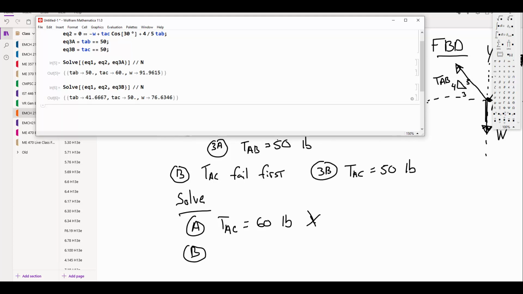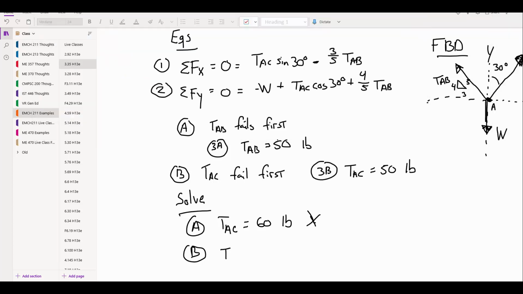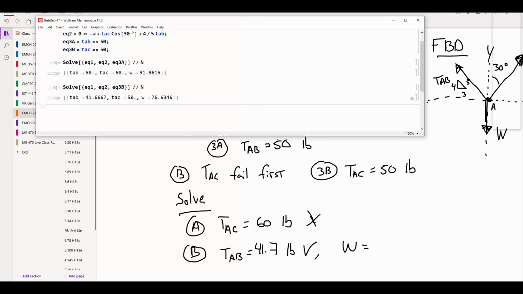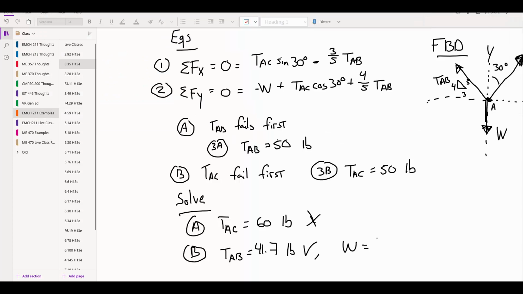So it's finding that TAB is about 42 pounds. That's okay. It's below the 50-pound threshold. And the weight that causes TAC to be at its maximum value of 50 pounds, we get 76.6 pounds. So coming down here, TAB is about 41.7. That's okay. TAC is at 50, TAB is at 41.7, that's all good. And the weight that causes this, we found to be about 76.6 pounds.